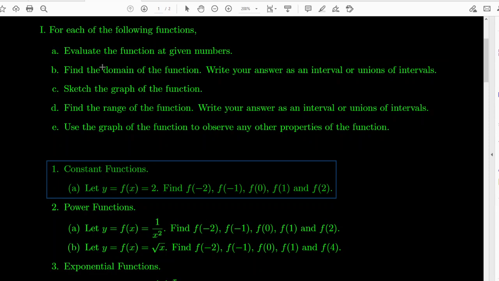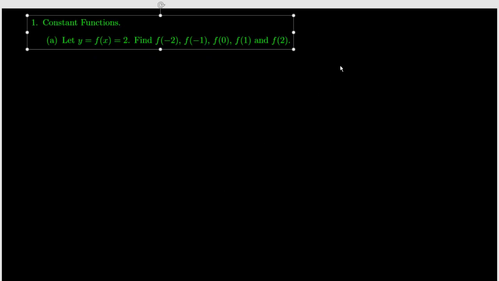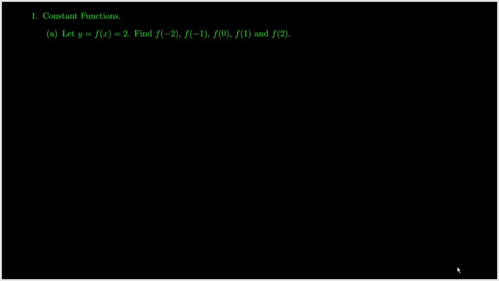Now let's recall, for any function, I want you to be able to answer four questions: evaluate the function, get the domain of the function, sketch the graph of the function, and then the range of the function. We'll go over this one by one. Constant functions. Now let's talk about evaluation first, how to evaluate the function. We talk about the value of the function at 0 first.